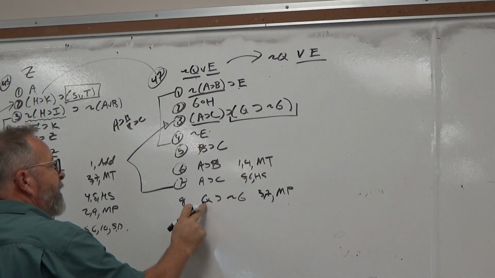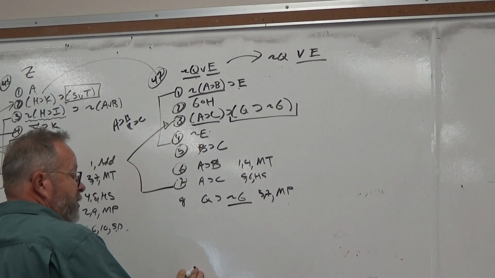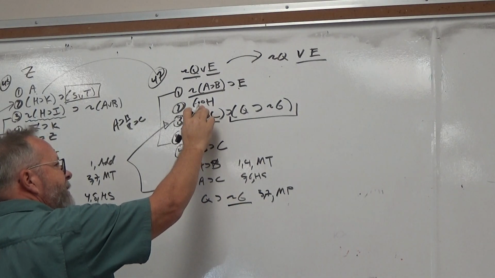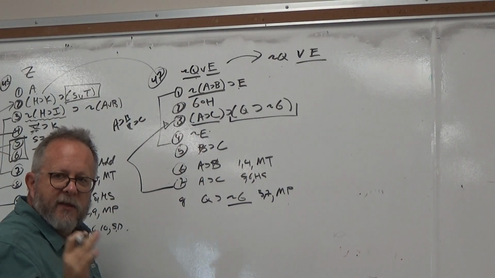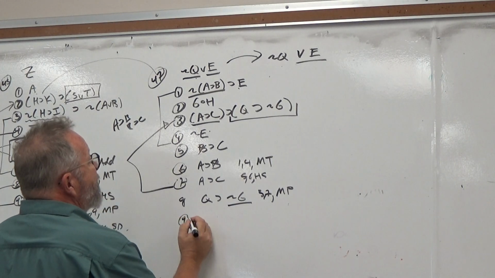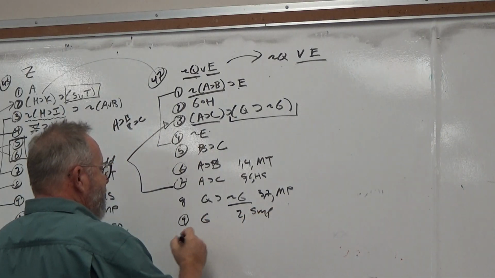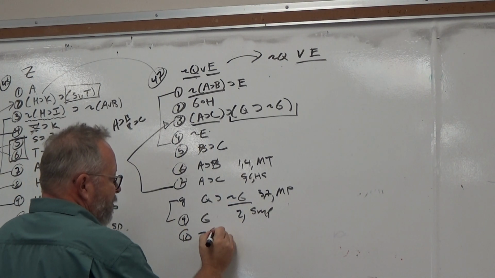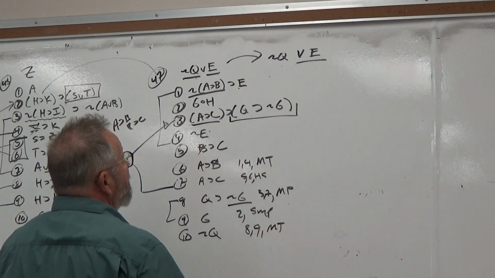Because I'm after a not Q, which means I need a not G, which is a G. And one's available in line 2, and it's easy to get. This is an and, so you can simplify conjunctions. Only conjunctions, not disjunctions, not conditionals, not biconditionals, okay? So G from 2 by simplification. Now look at 8 and 9, I can do my modus tollens, and that gets me not Q. 8, 9, modus tollens, okay?